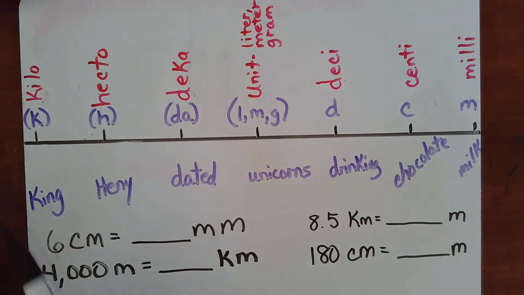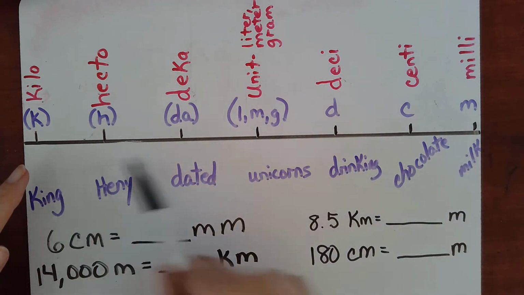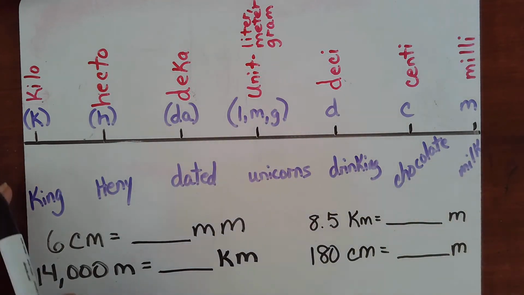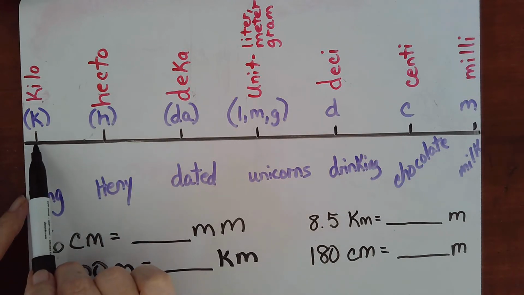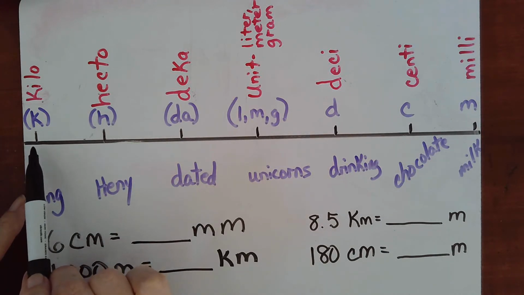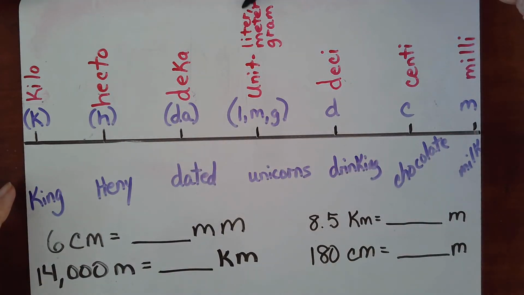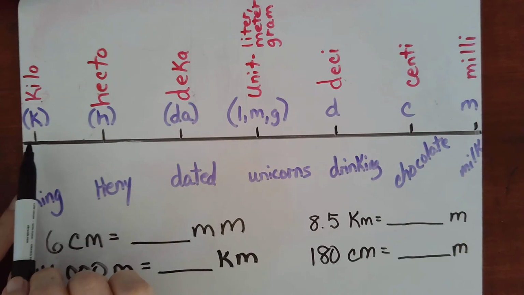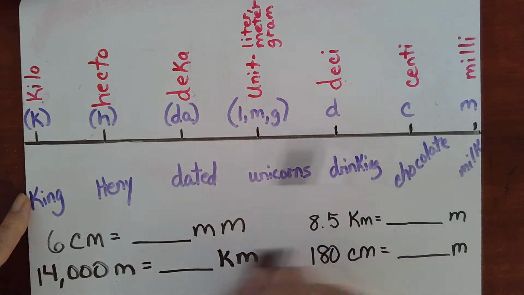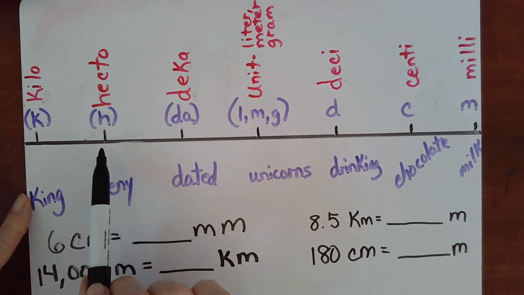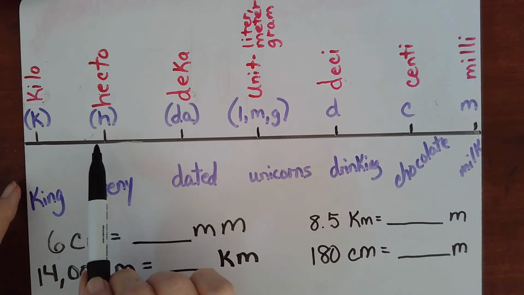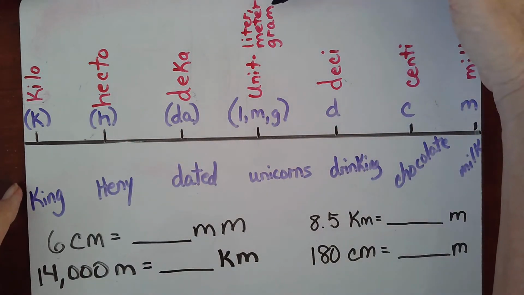Okay, so I've drawn a metric line here, and each of these, let's talk about what they mean. This one on the top is kilo, which could be kiloliter, kilometer, or kilogram. Kilo is your largest unit of the units that we're going to be talking about. And then next is hecto. You are not actually going to see this at all in your book, but I did want to bring it out for a point. Hectoliter, hectometer, hectogram.